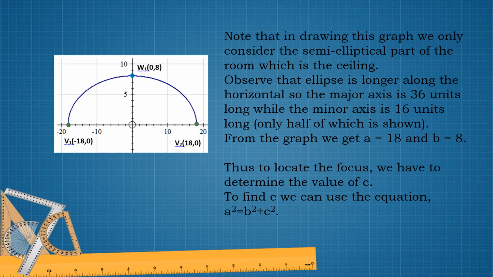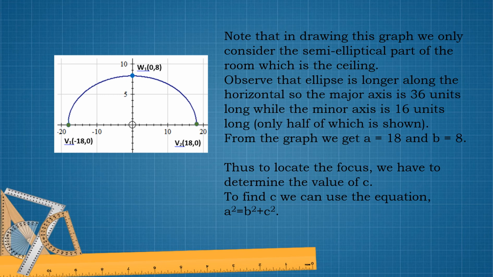Note that in drawing this graph, we only consider the semi-elliptical part of the room, which is the ceiling. Observe that ellipse is longer along the horizontal, so the major axis is 36 units long, while the minor axis is 16 units long, only half of which is shown. Only half of which is shown because this is semi-ellipse. So from the graph, we get A is equal to 18 and B equals 8.